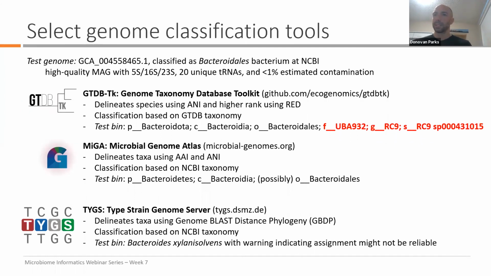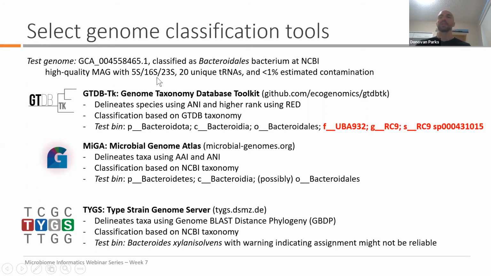All right, so this is basically the last slide here. I just wanted to give you an example of classifying a single genome using different classification tools. These are all tools that I've used and can recommend, and I wanted to highlight the differences between them. The test genome here is a genome that's classified as Bacteroidales at NCBI. So, something that's pretty novel.